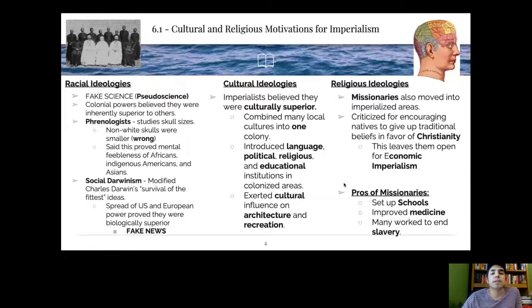There are all kinds of cultural and religious motivations for imperialism. There are racial ideologies going on, fake science, which is called pseudoscience. There's this weird fascination on the part of colonial powers to prove that they are superior biologically to the people that they colonize. They have a fascination with the study of skull sizes, and they try to determine that European skulls are bigger and therefore their brains are bigger.